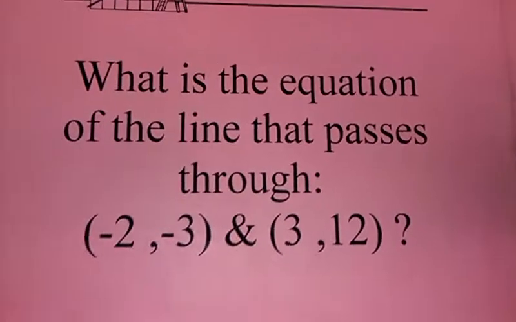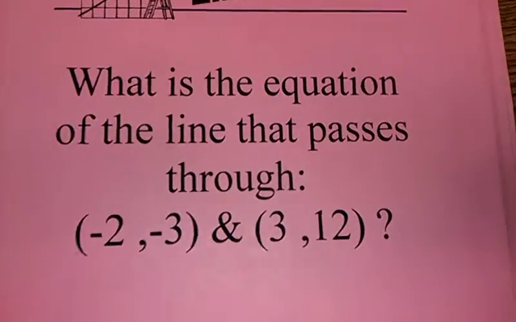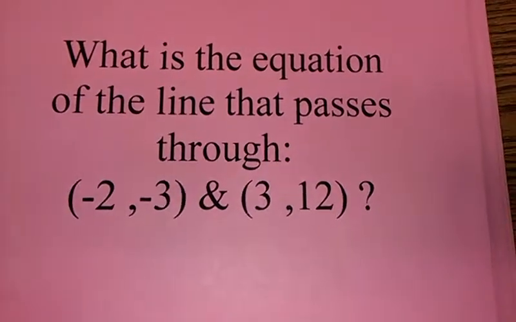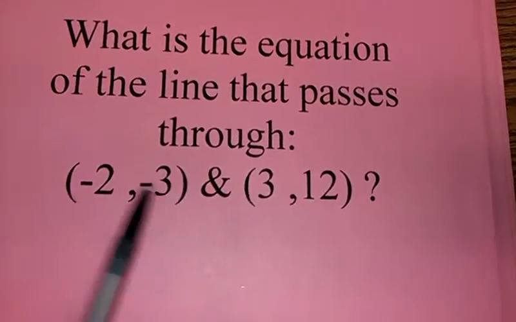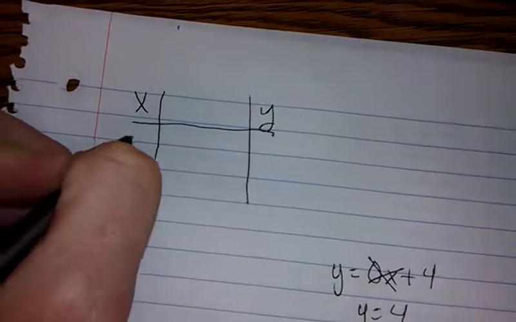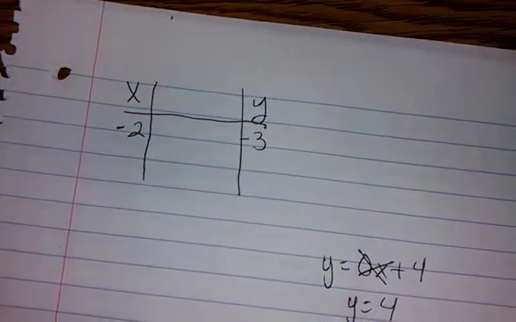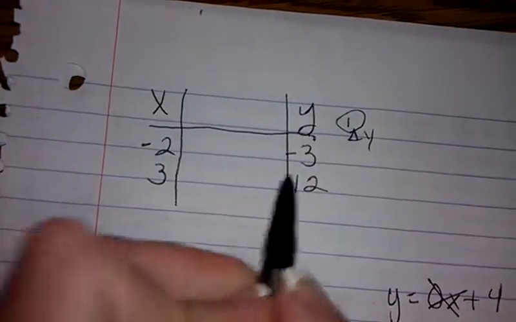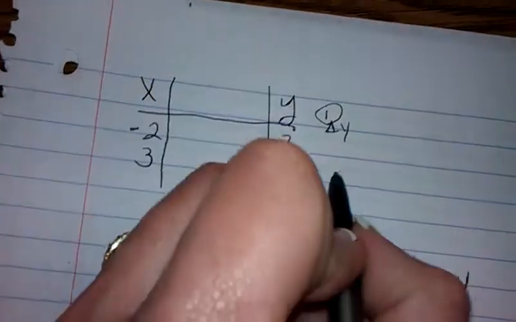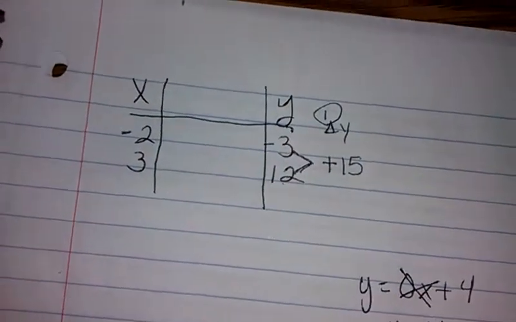So you would go to the next card that says negative 3, and there's the next question. It says, what is the equation of a line that passes through negative 2, negative 3, and 3, 12? To find the equation of this line, we need to build a table. I have my x's and my y's. One of the points was negative 2, negative 3. The other point is 3, 12. The first thing you're going to do is delta y, the change in y. How do I get from negative 3 to 12? Take 12 minus negative 3, and it's plus 15.